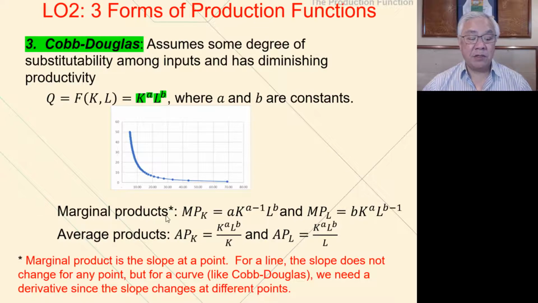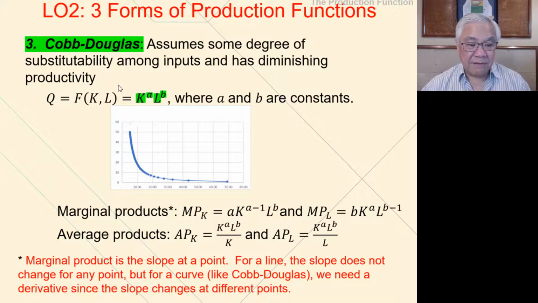So here, the marginal product of capital is alpha times K raised to the power of A minus 1 times L raised to the power of B. And the marginal product of labor is B times K raised to the power of A and L raised to the power of B minus 1. This should look familiar to you since you're all calculus experts now.